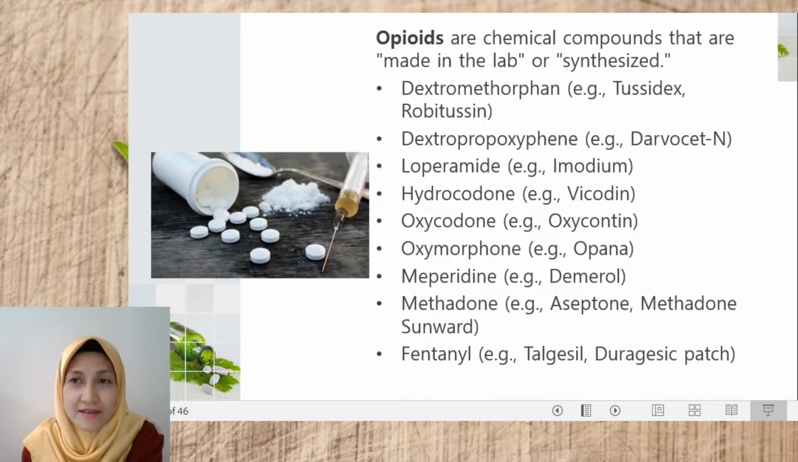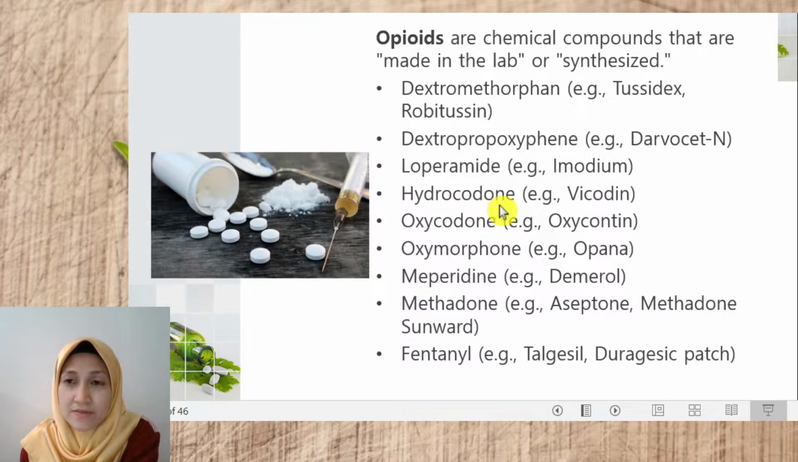Meanwhile, opioids are synthesized compounds, made in the lab. This chemical compound can include many drugs, for example dextromethorphan, which is used in many cough suppressant preparations, the cough medicine. They use dextromethorphan, dextropropoxyphene, and loperamide. Loperamide is the medication for diarrhea.